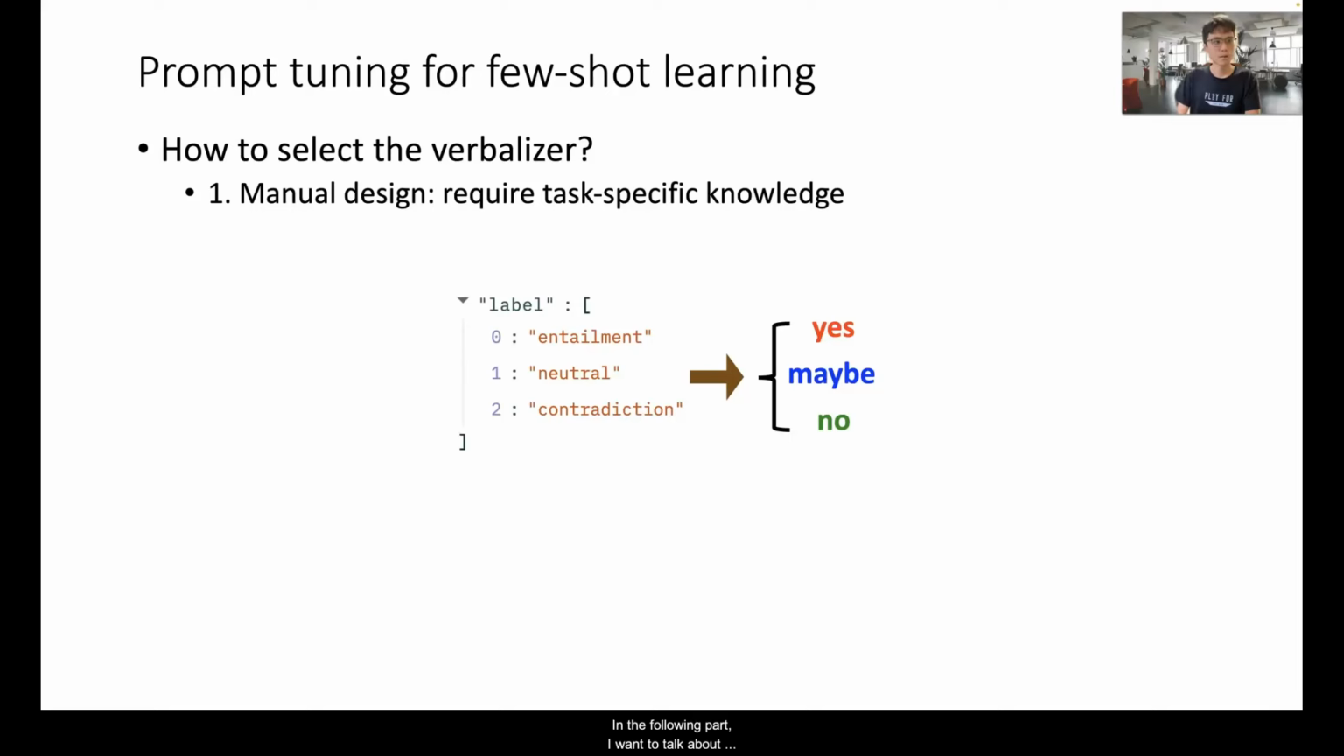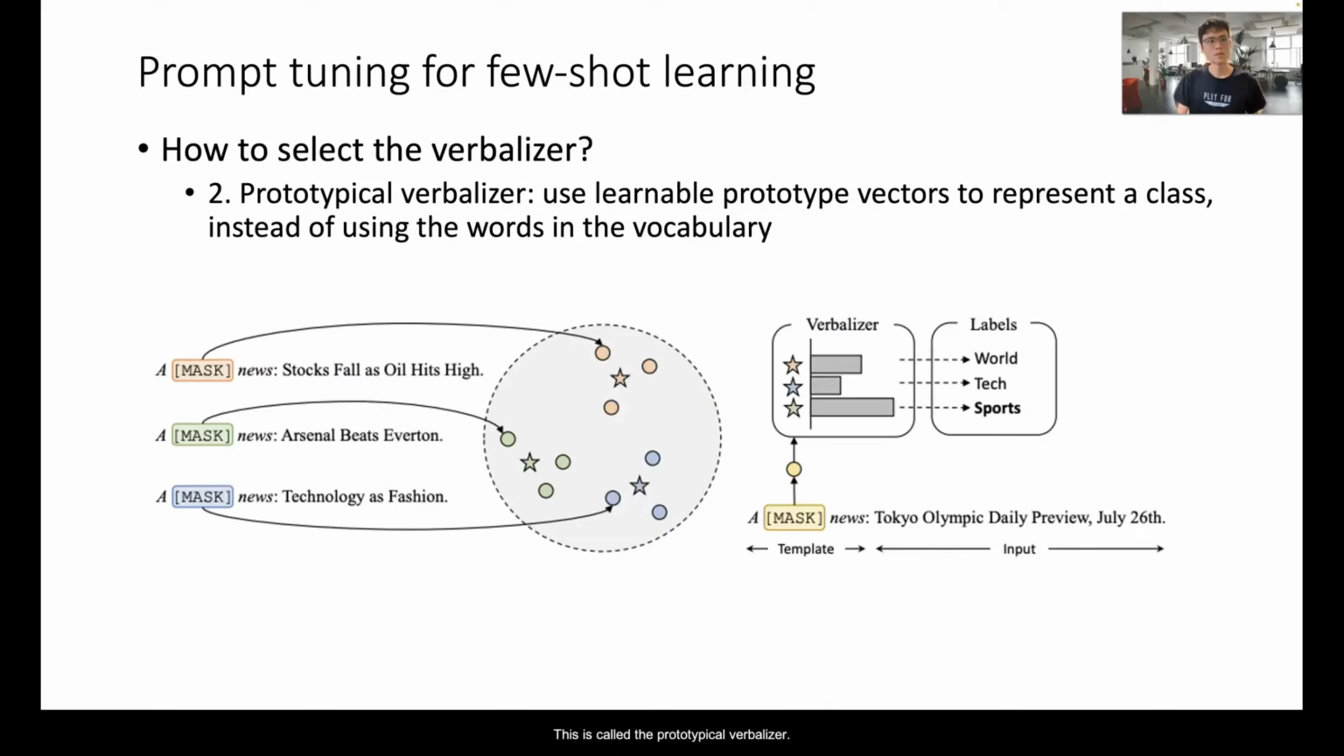In the following part, I want to talk about verbalizers more, which is an important component of prompt tuning. Previously, I said that the verbalizers are manually designed. Manually designing the verbalizer often requires task-specific knowledge, and we have to know what might be the best vocabulary for a specific class. I'm going to introduce a special kind of verbalizer that requires no task-specific knowledge. This is called the prototypical verbalizer.